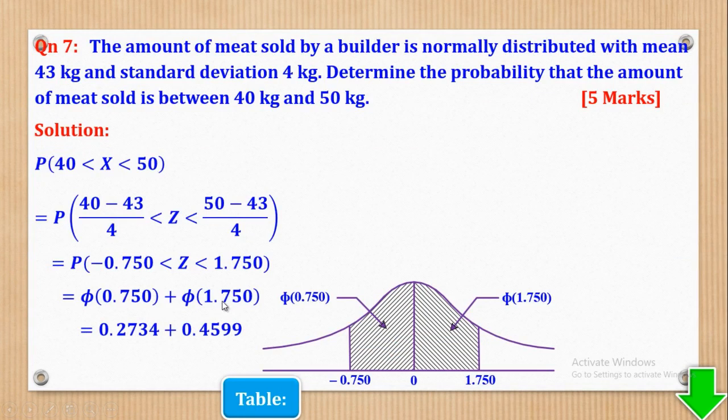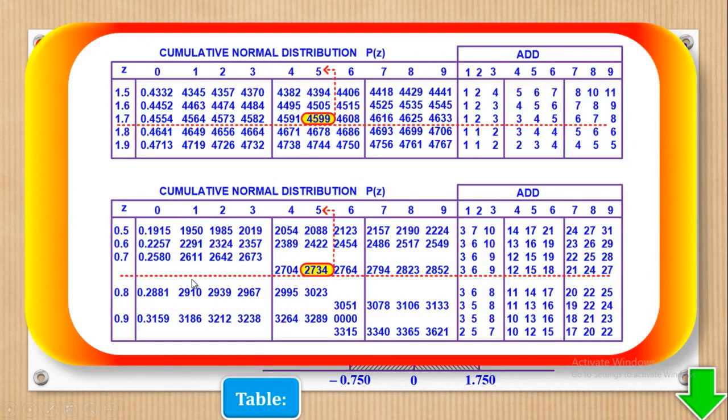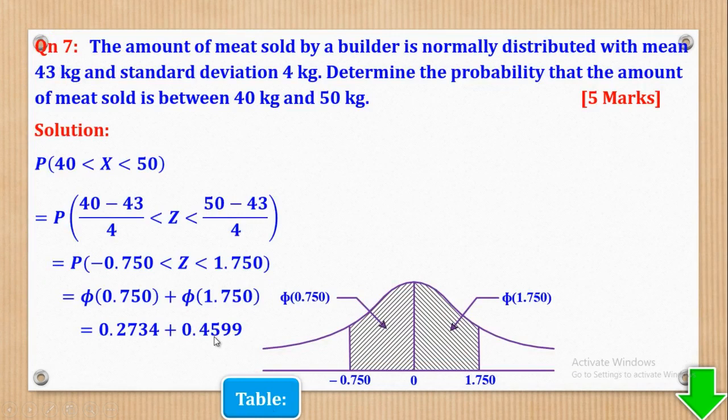What about for 1.750? It is still the same procedure: 1.7, then you look for 5, and that will be 0.4599. That is why you see here 0.4599. So next let's use the calculator to add the two, and that will give you 0.7333. So basically that's what they wanted.